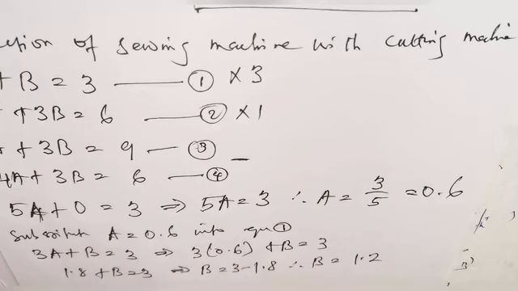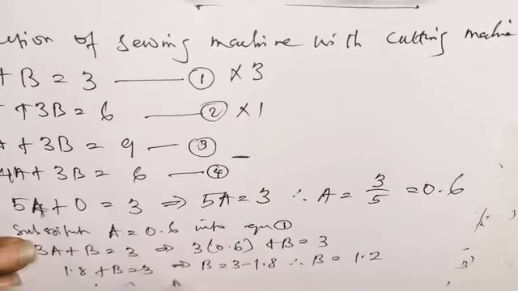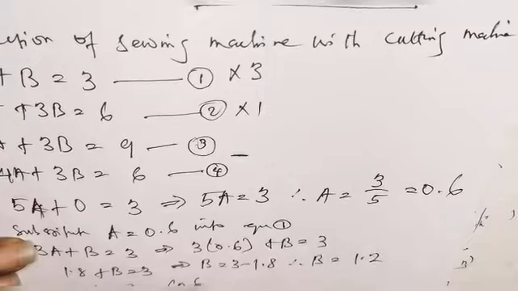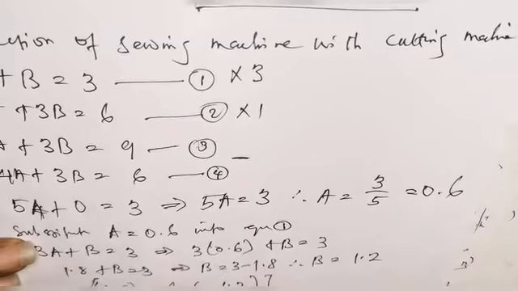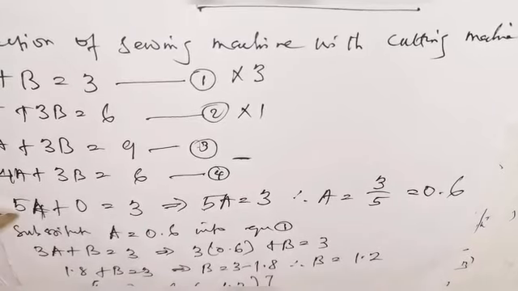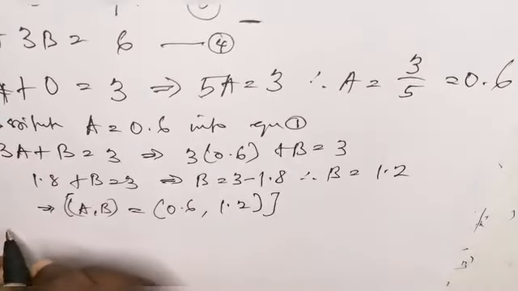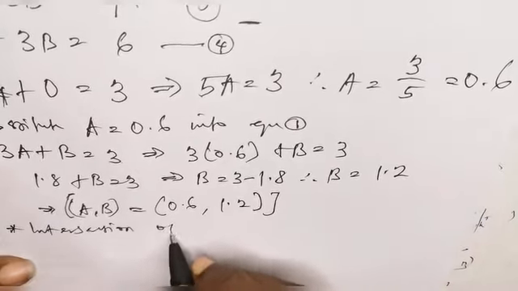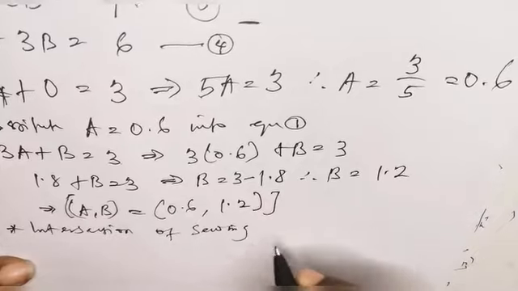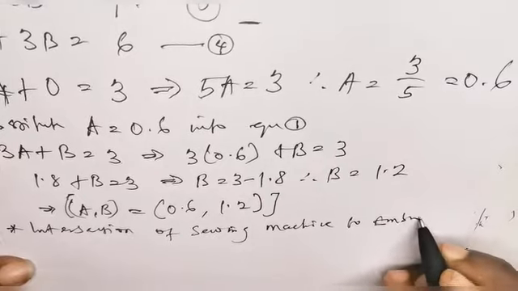So the intersection of the sewing machine and the cutting machine gives us a, b, where a was gotten as 0.6 and b was gotten as 1.2. You keep this aside. Next, you find the intersection of the sewing machine to the embroidery machine.